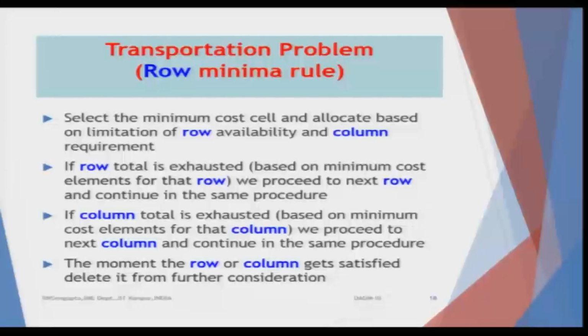If the column total is exhausted, based on the minimum cost elements of the column, we proceed to the next column if they are left, because the rows are important for us, and you continue in the same procedure doing the row column allocations in the primary secondary manner. The moment a row or a column gets satisfied, you delete it from further consideration, because if the origins or the warehouses have supplied everything, or they have been met with all their demands, you remove them from consideration. You go in this way, concentrating on the row and column, and proceed accordingly.